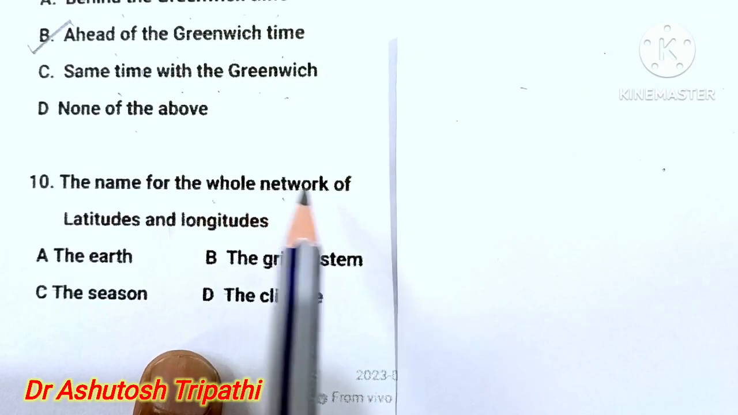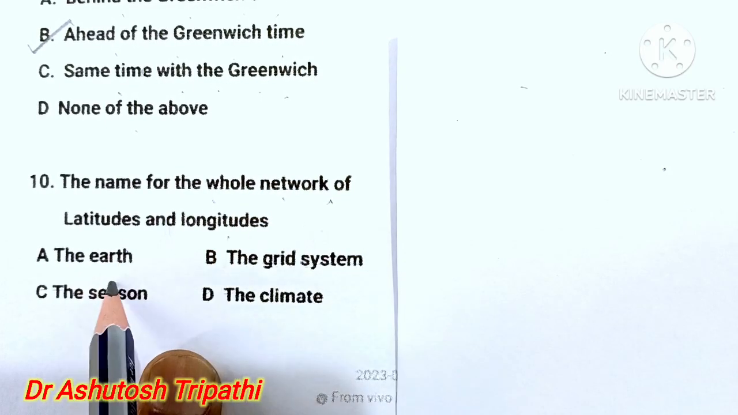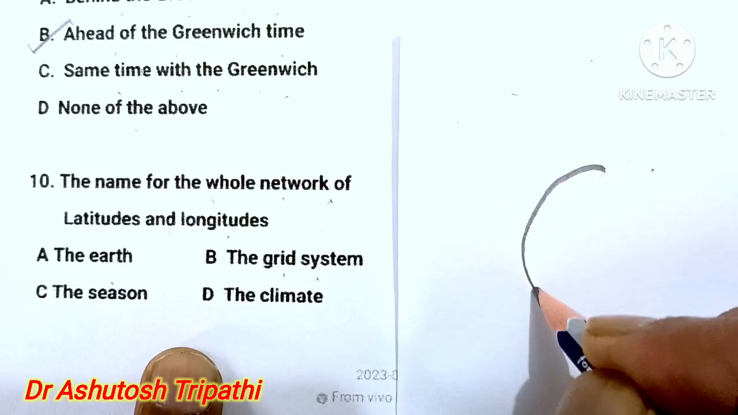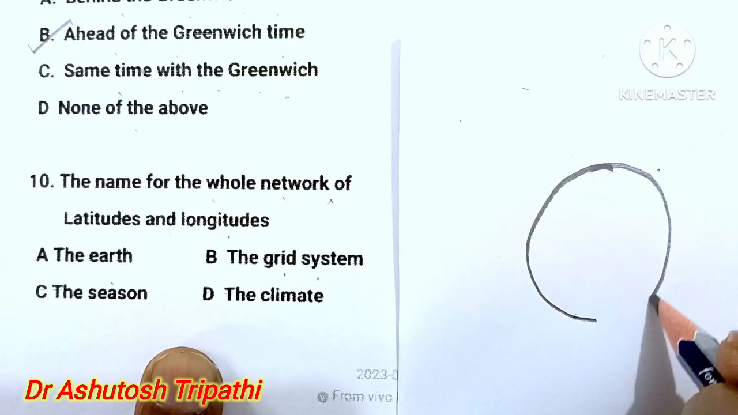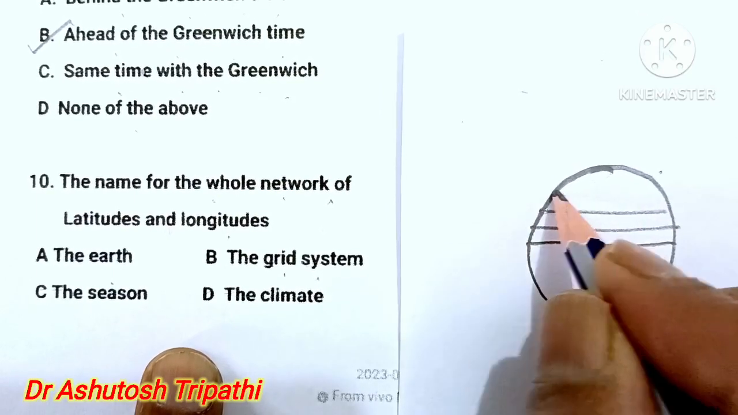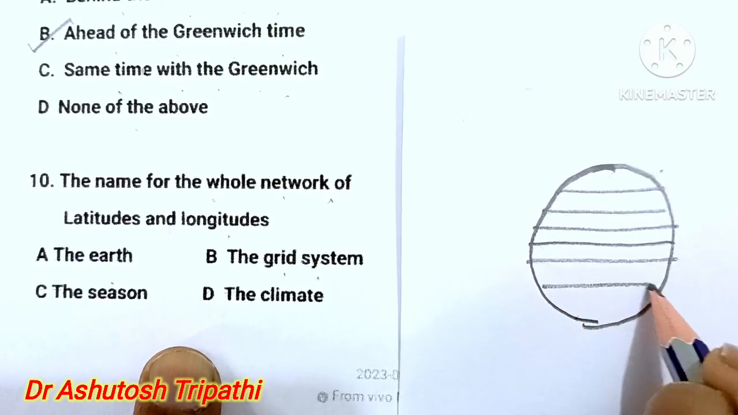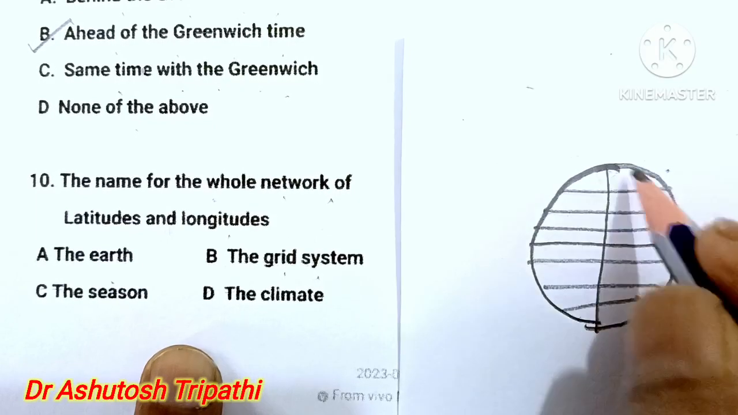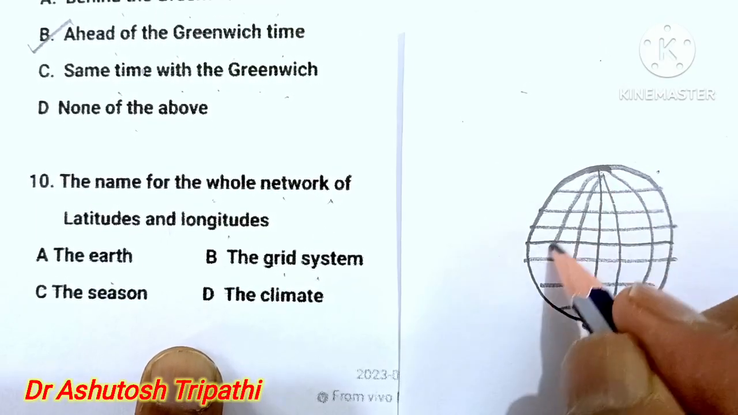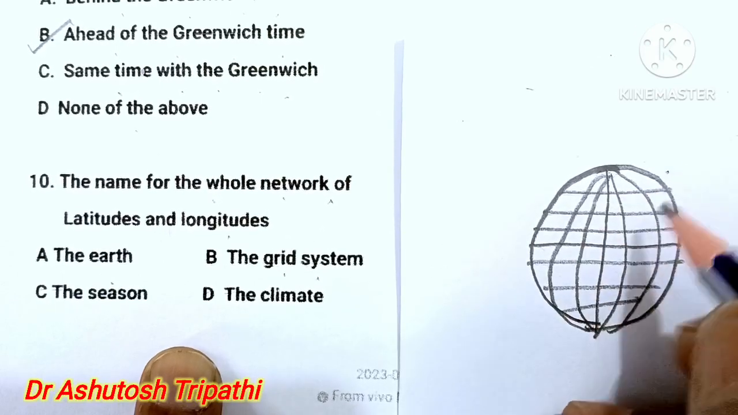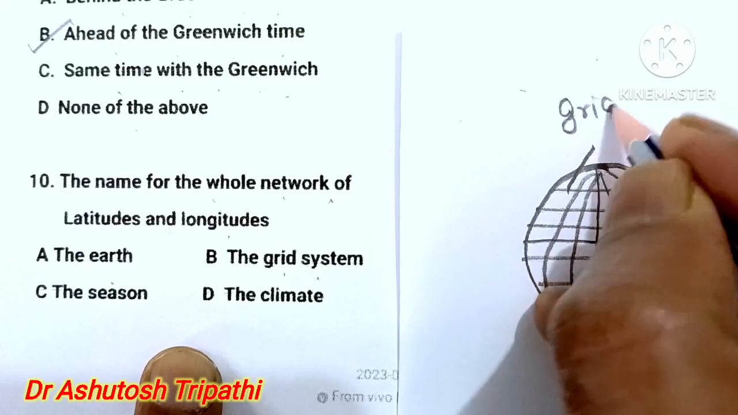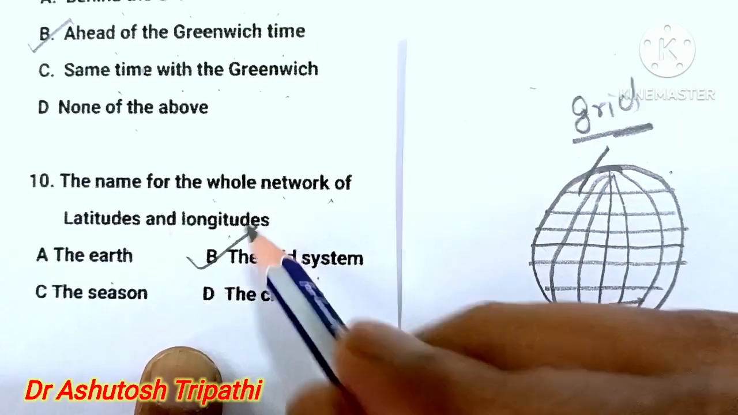What is the name of the whole network of latitude and longitude? Earth, grid system, season or the climate. This is latitudes, and these are the longitudes. This whole combination of latitude and longitude is known as the grid. The answer B is correct.